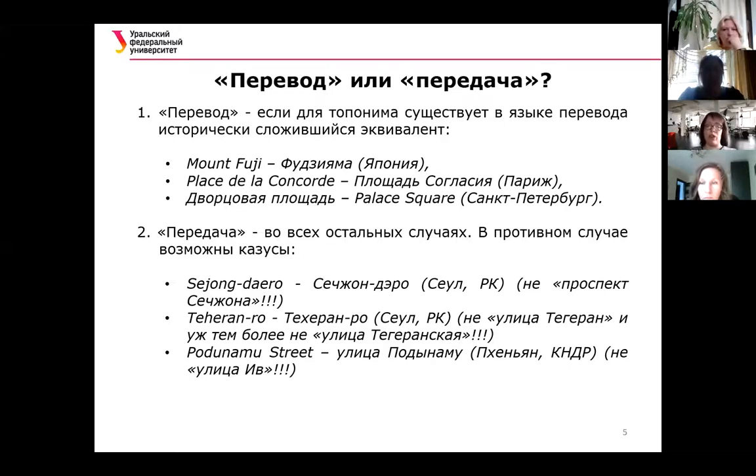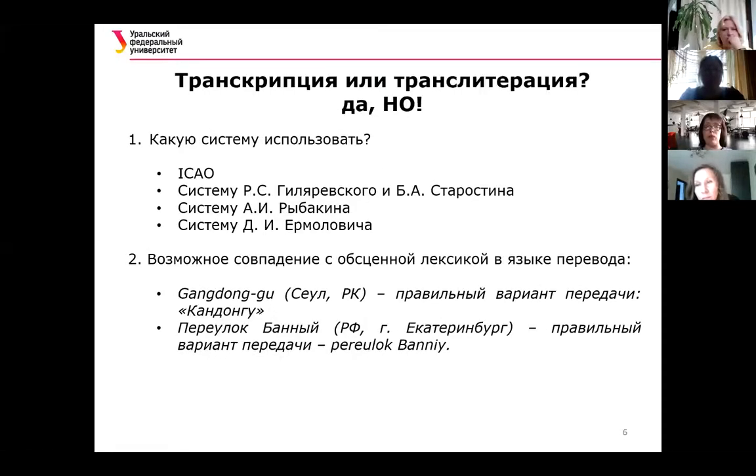Sometimes we may use transcription or transliteration. There is no consensus concerning the system of transcription and transliteration. Now there are several such systems, like the ISO system that is used by our national foreign service.